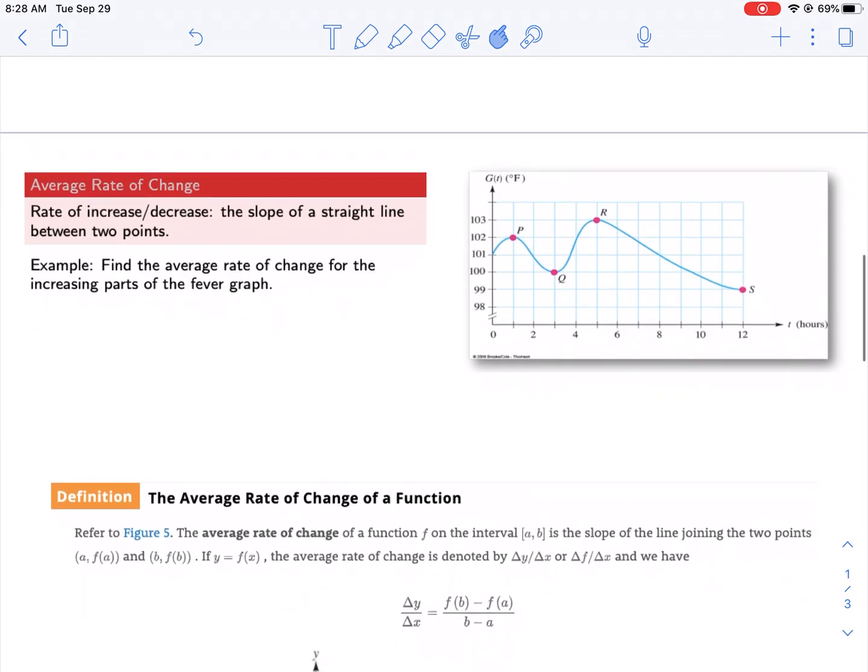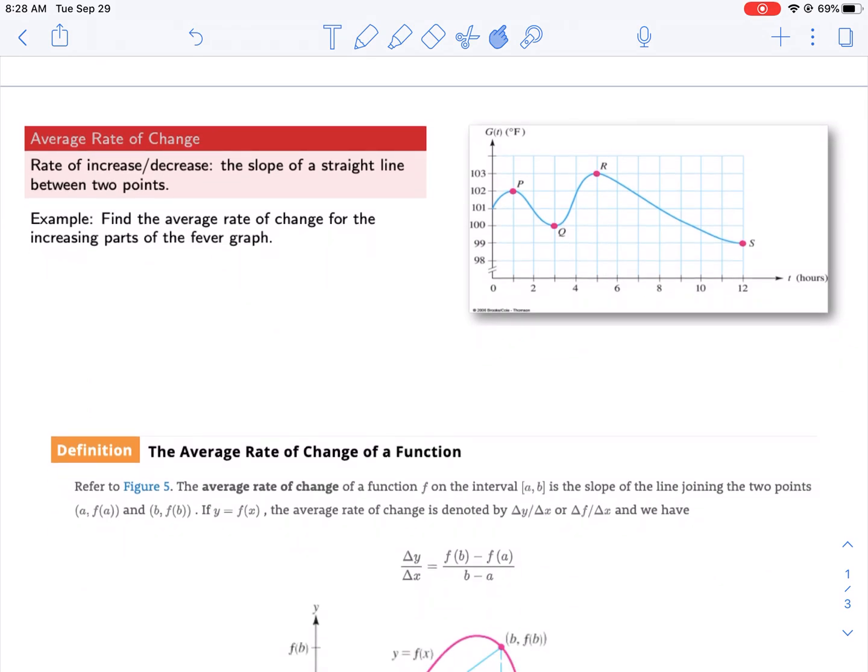Next part, average rate of change. In other words, it is your slope. People always get nervous when they see average rate of change, but you don't need to. Average rate of change is just the slope. Slope has to be a straight line. Right? Slope is rise over run. Let's do an example and I think it'll make some sense.